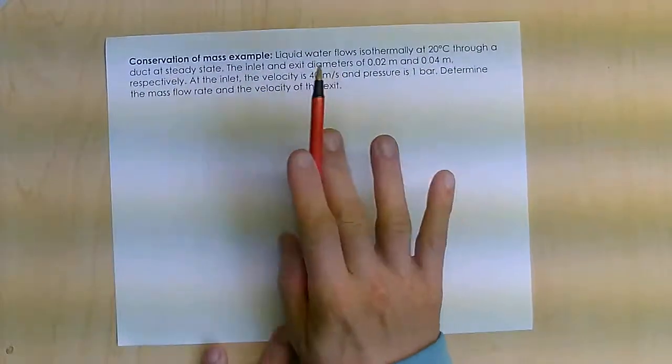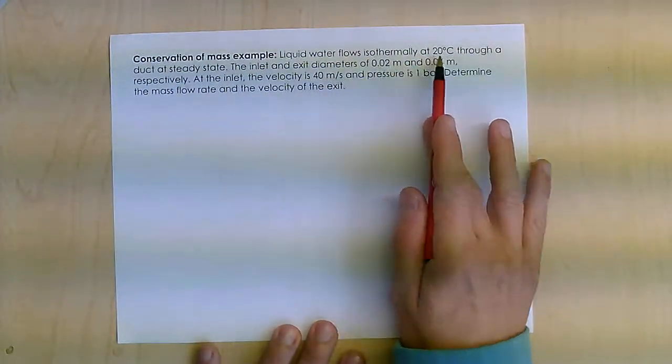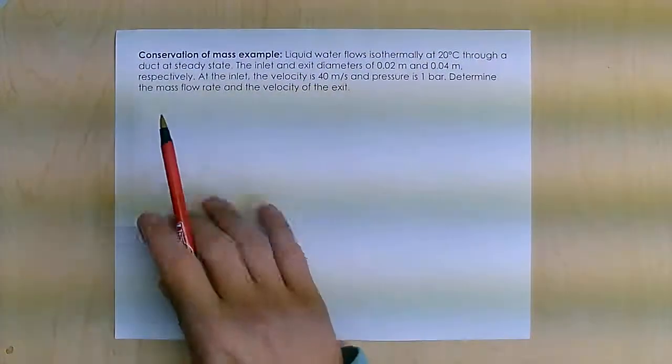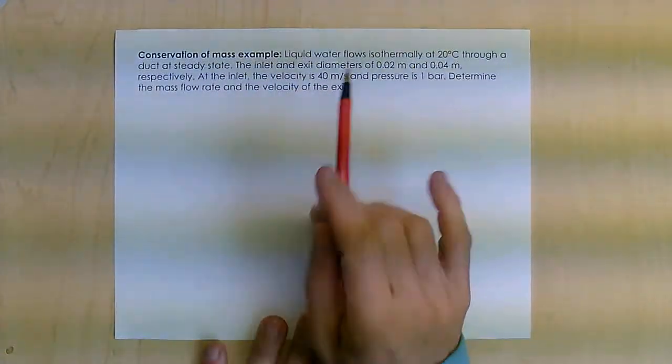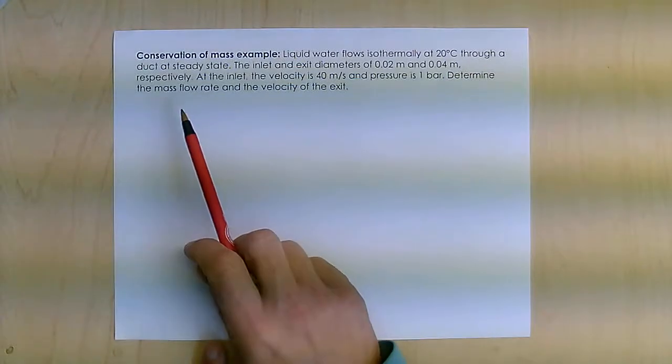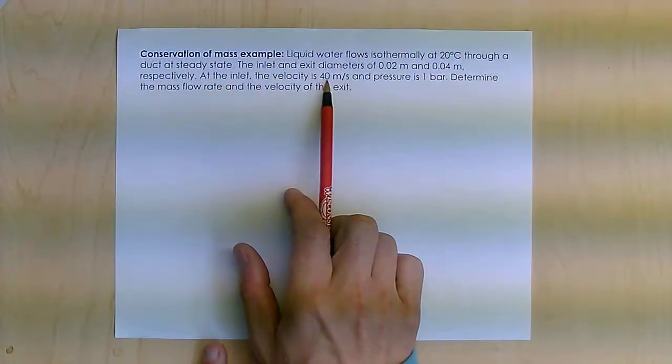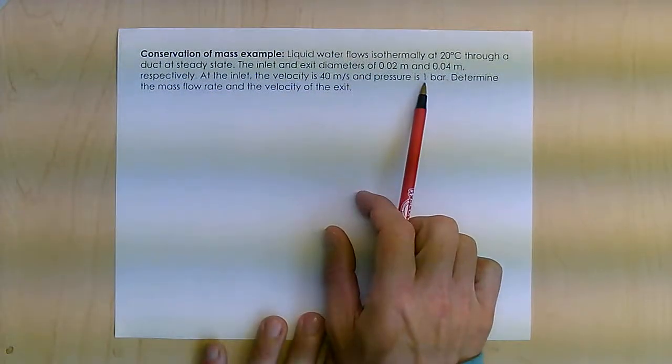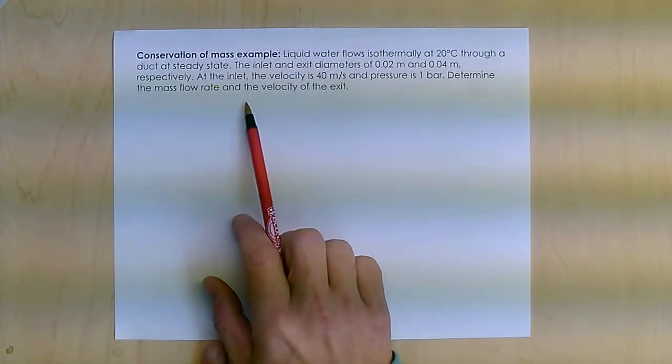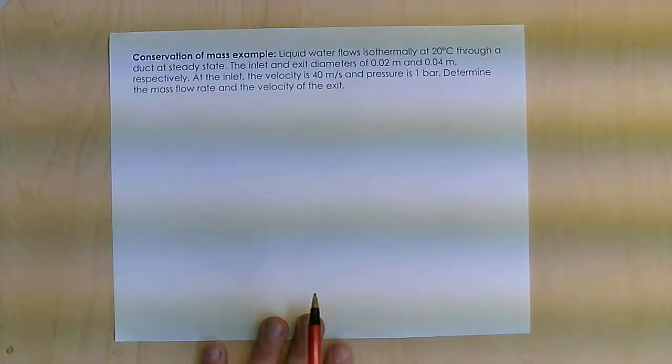Okay, in this problem, I've got liquid water flowing isothermally, at a constant temperature of 20 degrees, through a duct. I've got some inlet and exit diameters. At the inlet, it's going at 40 meters per second at 1 bar. And I want to figure out the mass flow rate and the velocity at the exit.